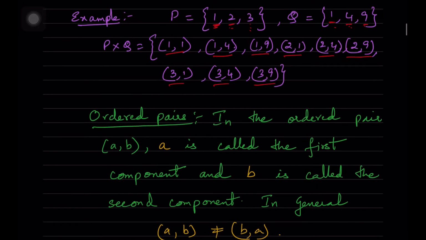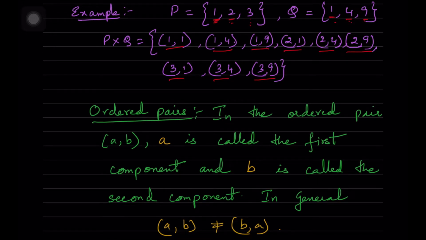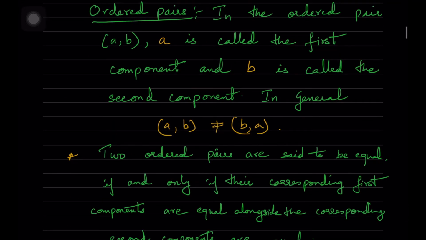So what is the definition of an ordered pair? In the ordered pair (a,b), a is called the first component and b is called the second component. In general, (a,b) is not equal to (b,a). We cannot write it as (4,2) or (4,3) or (4,1). Always the first and the second should be written in order. So a is called the first component and it has to be written first, and b is called the second component, it has to be written second, that is from the second set. Therefore (a,b) is not equal to (b,a). You can see here it is very clear.